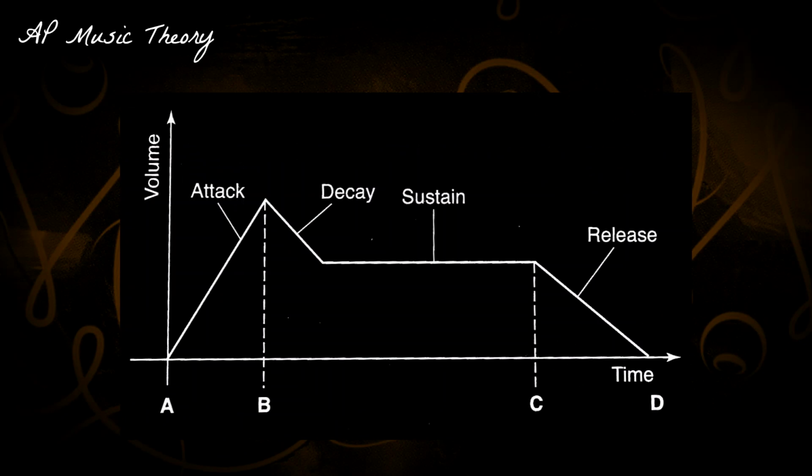1. Attack. Sound begins at A and reaches its peak at B. 2. Sustain. The sound drops slightly in level, decay at B, and remains steady until C. 3. Release. When the sound source is removed at C, the sound decays to a point of silence at D.